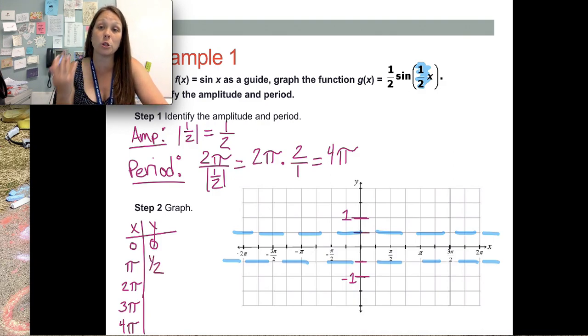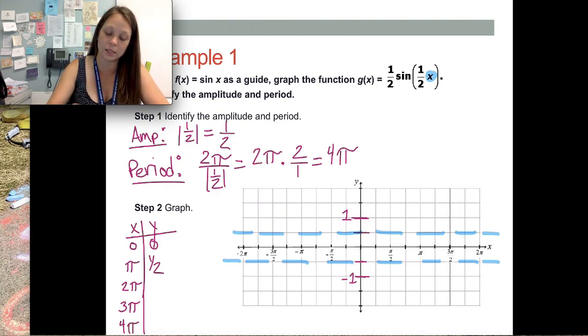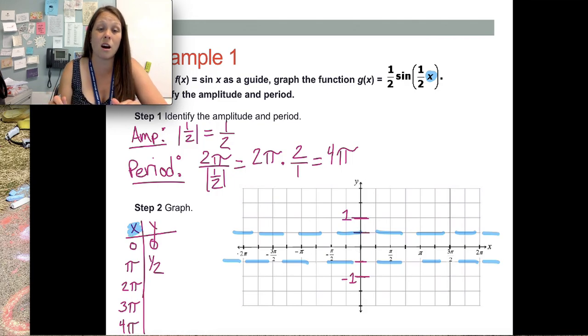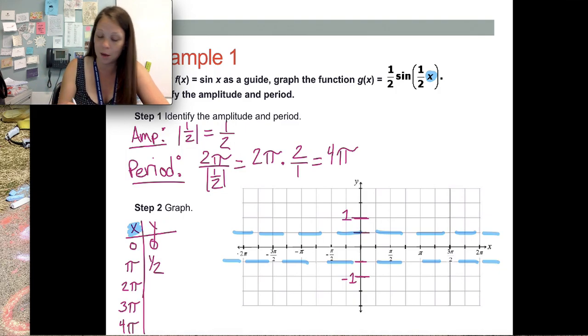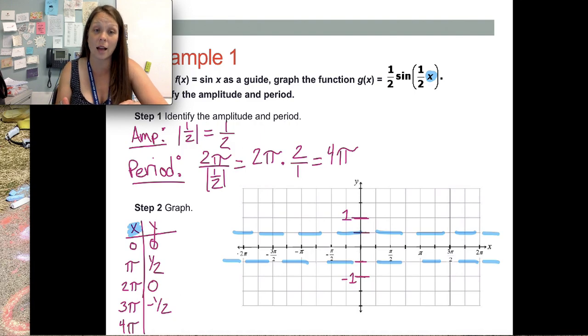At 2 pi, if I plug 2 pi into this, 1/2 times 2 pi. So if I'm plugging that into the actual function up here for x, the table I've created is plugging these values that I have listed here for x into that function. And you can plug it in, but you have to make sure your calculator is in radians because you're plugging radian values in. So if I plug in 2 pi for x, I'm going to end up getting 0. If I plug 3 pi in for x, I'm going to get -1/2. And if I plug 4 pi in for x, I'm going to get 0 again.